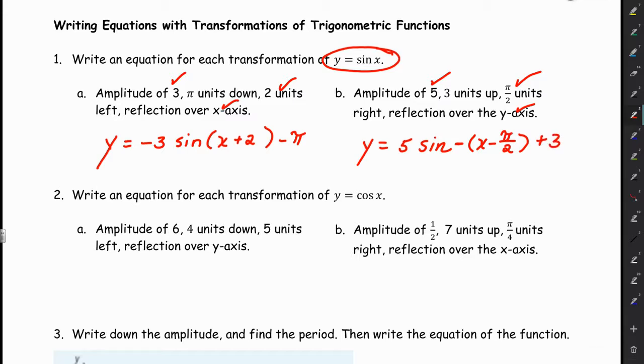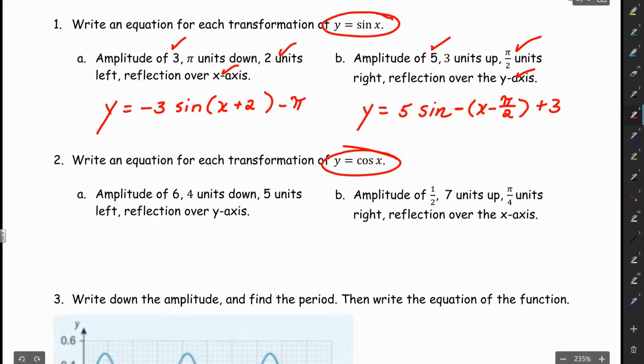For number 2, we're going to write the equation for each transformation of y equals the cosine of x. Amplitude 6, 4 units down, 5 units left, and the reflection over the y-axis. All right, a reflection over the y-axis is going to affect b, not a. So we just have the value of 6 here. We don't have a negative in front. We're doing this for cosine. We have a reflection over the y-axis, so we have a negative here.